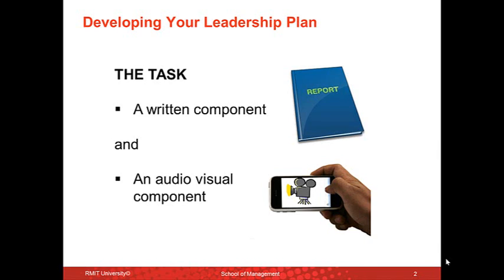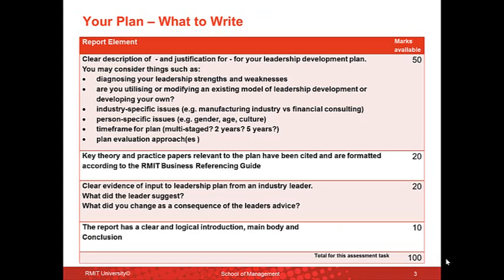The plan is actually in two parts. There's a written component of 1,400 words and an audio-visual component of no more than 2 minutes. The way that we're going to assess you is by way of an assessment rubric, which is published in my RMIT on the Assessment Tasks tab folder and also described in your course guide.